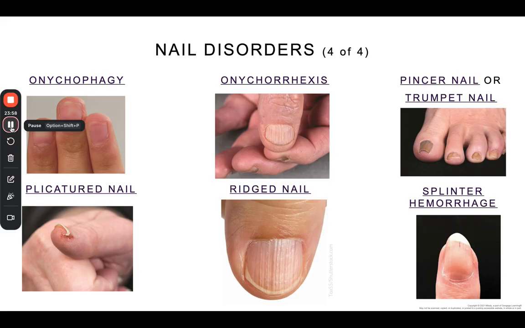Next, we have onychophagy. Onychophagy is basically bitten nails, nail biting. Frequent manicures and proper care of the hands can often help to overcome this habit. You can remember onychophagy and what it means because the word chop is right in the middle of that word. Okay, so again, onychophagy is nail biting or bitten nails.